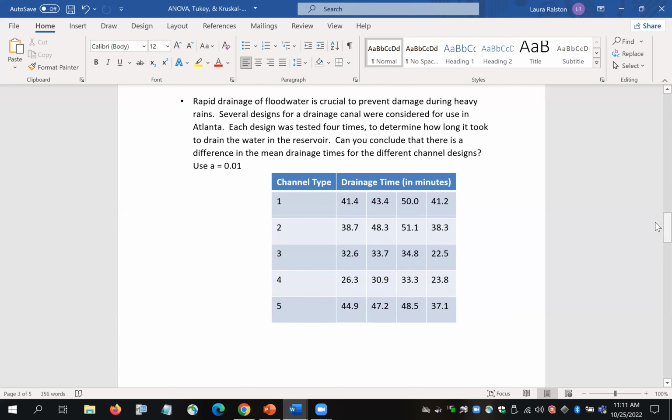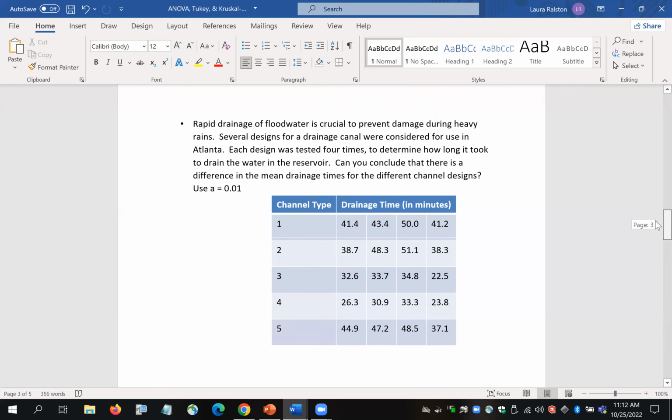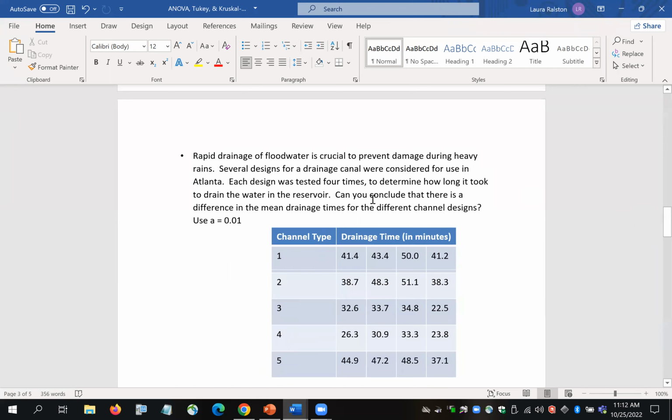So again, the thing about ANOVA, to help you recognize that it's ANOVA, because that's going to be one of your challenges as you head into the final exam, is recognizing that you need to use ANOVA, is that one, you have quantitative data that has been sorted into categories by some variable. In this case, our variable was the channel type, and they have those numbered, but those numbers are simply labels. We had designs 1, 2, 3, 4, and 5.